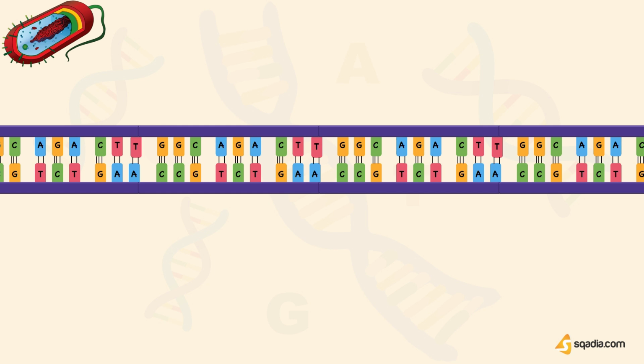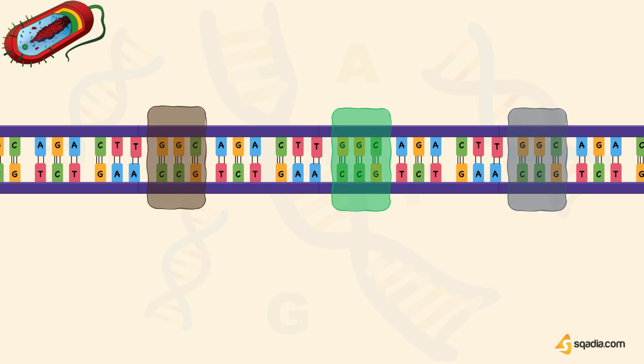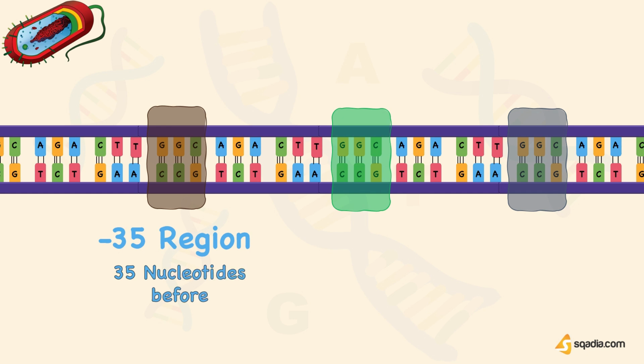Prokaryotic cells only need promoter regions to initiate transcription. There are 3 promoter regions in the prokaryotic cells that will initiate the transcription. One is -35. This means that this promoter region is located 35 nucleotides before where the process of transcription will start.